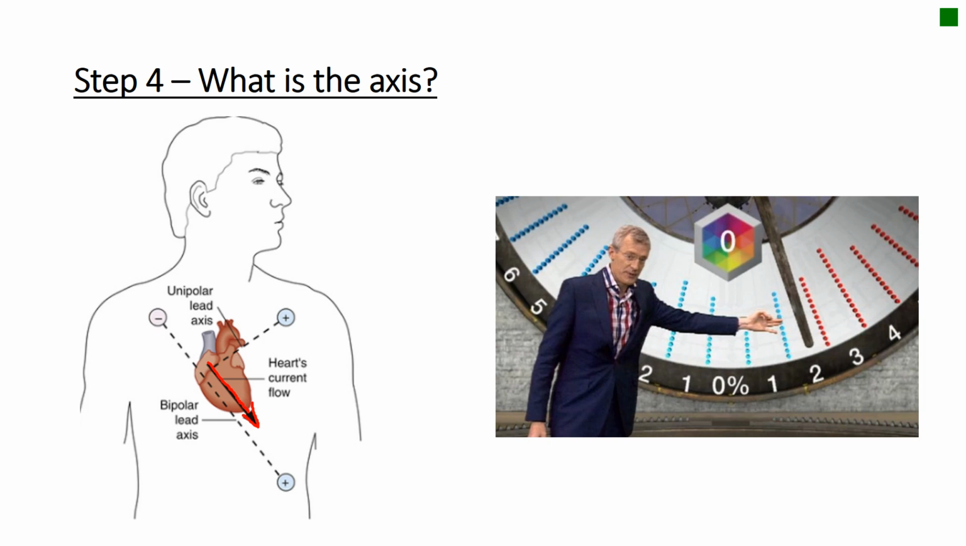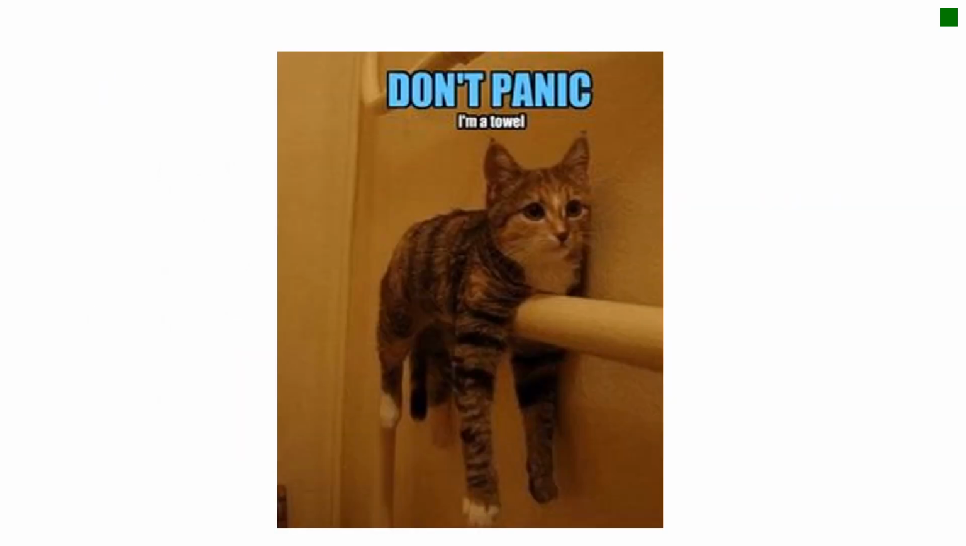This is a picture of an election night in the UK, and they use something called a swingometer. As they have the counts of the votes coming in, and they say, it's swinging this way at the moment. This is what it looks like at the moment with the politicians. But that's just to give you the same idea. What's the average flow of current through the heart? Like I say, this is one of the most difficult things in ECGs. Don't panic. Here's a cat saying, don't panic, I'm a towel.